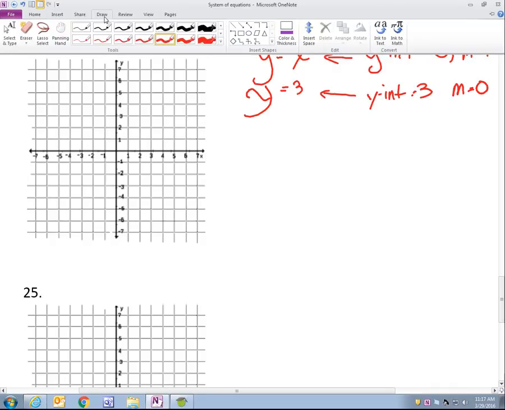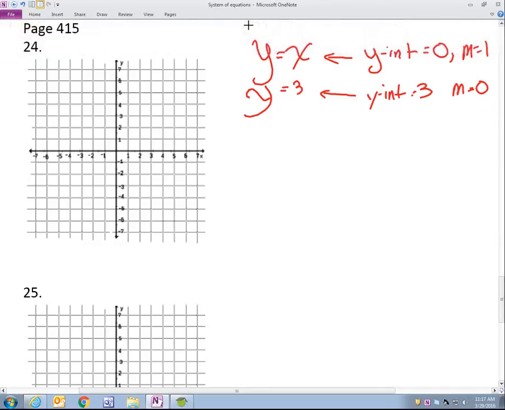Have a seat. Sit down. Slope is 1. Why is that?